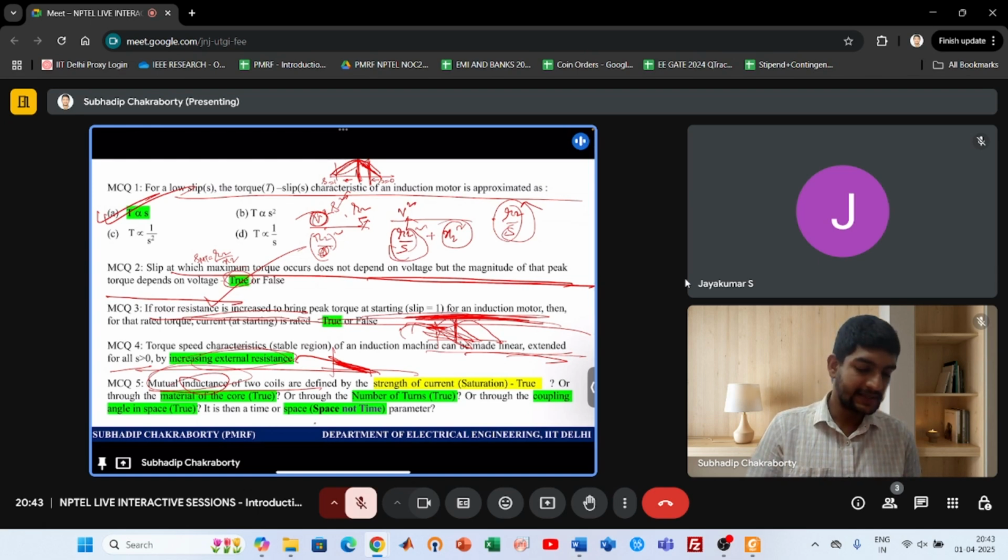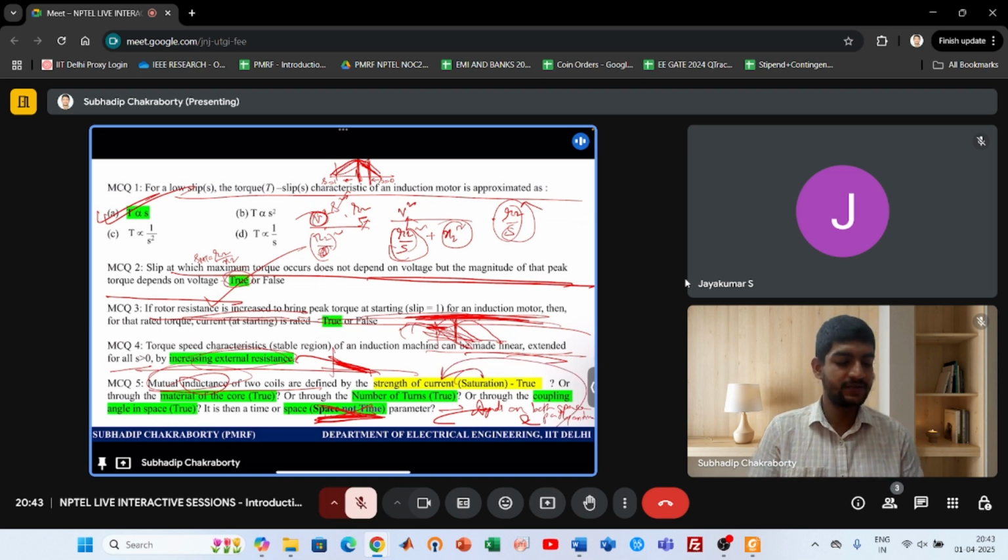So it depends on both space and, partly, on time. Time means current parameters, right? Because current parameters change saturation, saturation changes mu, and mu changes mutual inductance. So please give it a thought, okay?